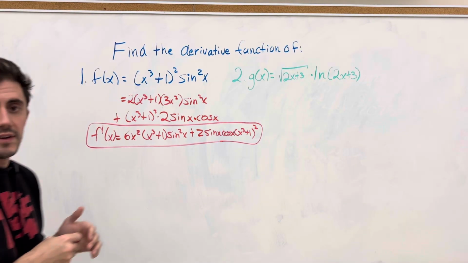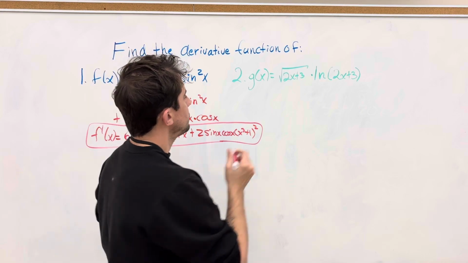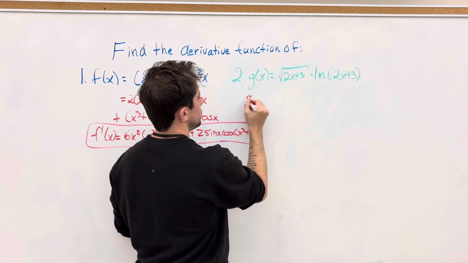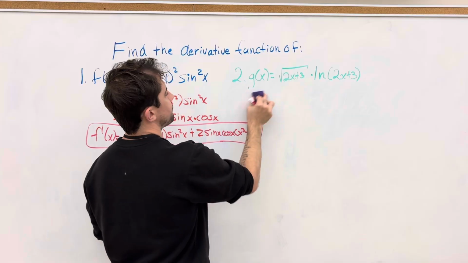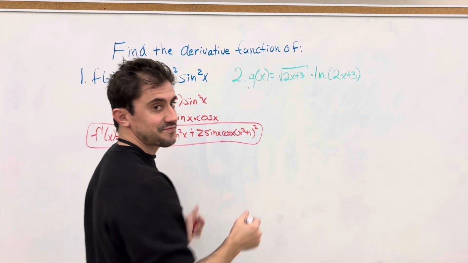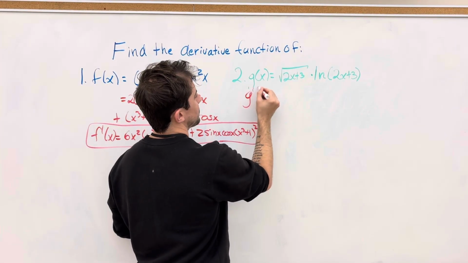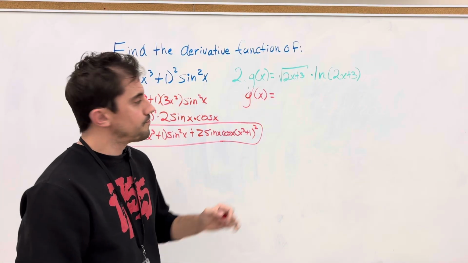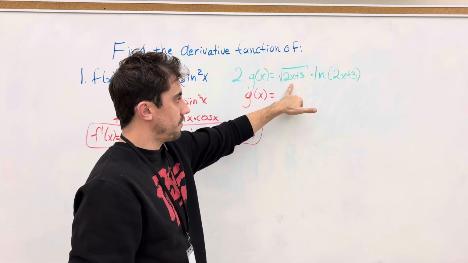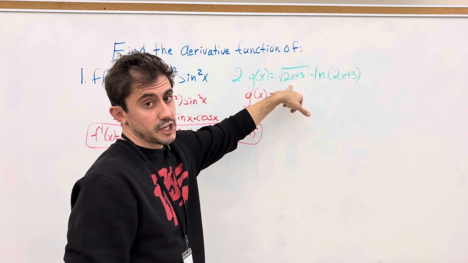There we go. Okay. For the second one, again, more of the same. We're going to look for g prime of x. So we're going to use, again, the product rule. So the derivative of the first part, which is going to mean a chain rule, right?